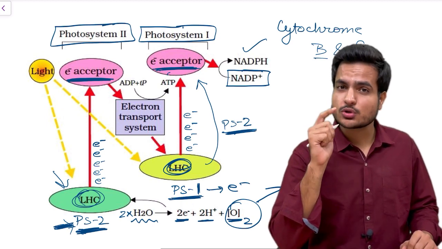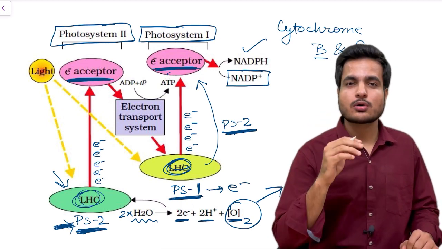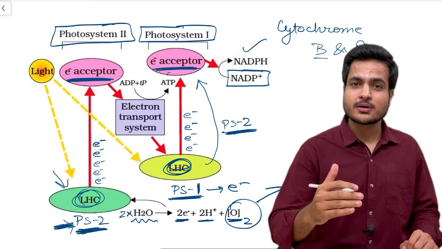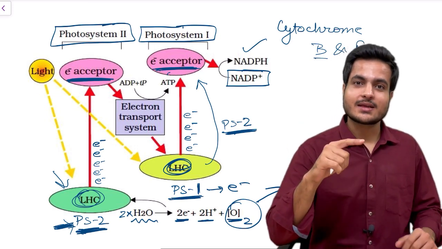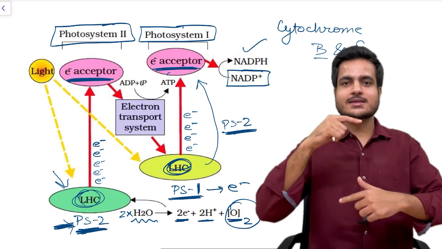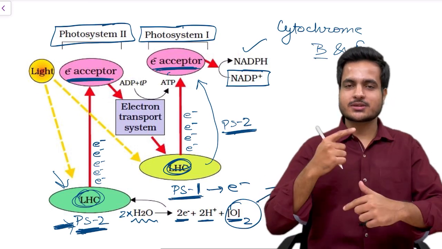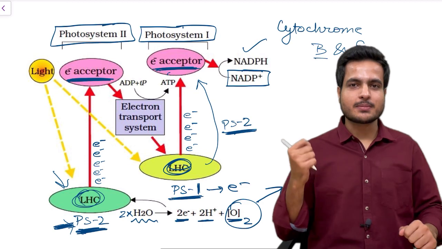Why is it called non-cyclic? Because the electron, once gone, will never come back. But in cyclic photophosphorylation, the electron keeps on cycling in the same electron transport system and keeps on producing ATP.